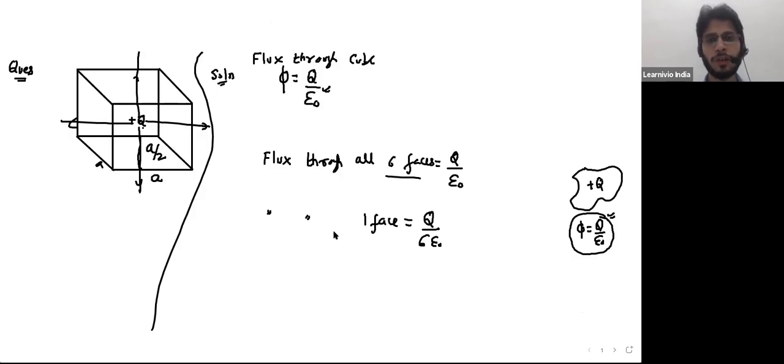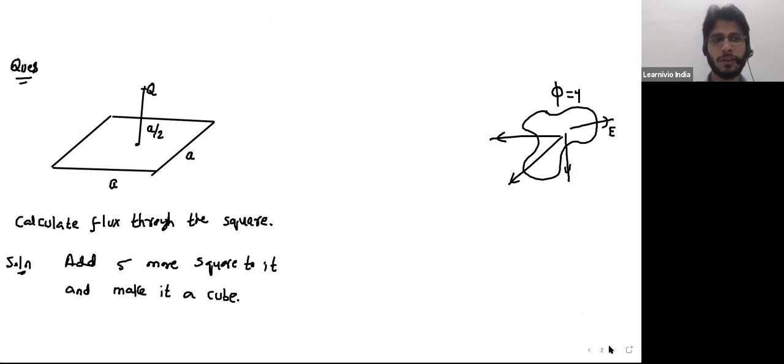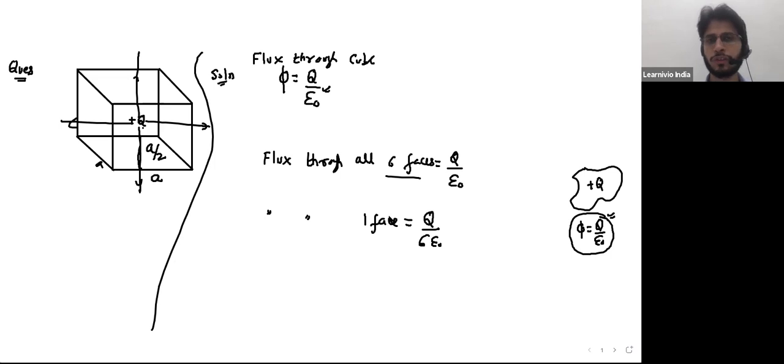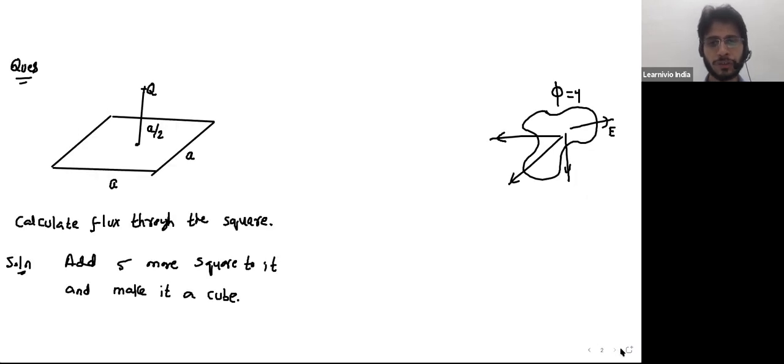Yes, have you written it? Yes, sir. Done. So both parts have the same answer: the first one where you place the charge at the center of the cube, and the second one where you place the charge at a distance a by 2 from a square. The answer is q by 6 epsilon naught only. So it's the same question, just different representations.